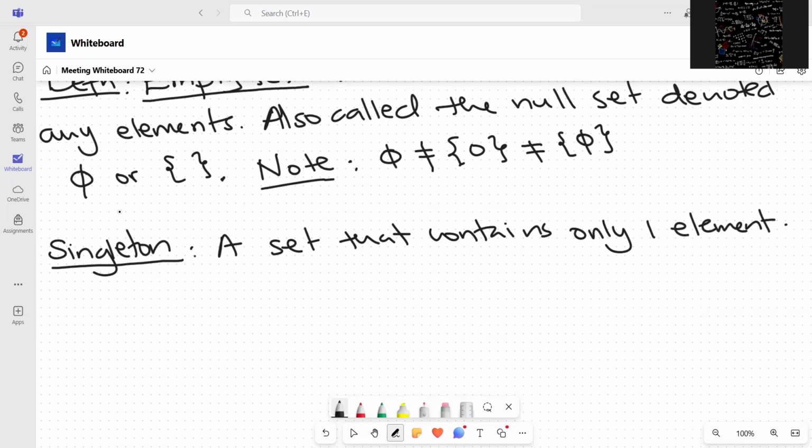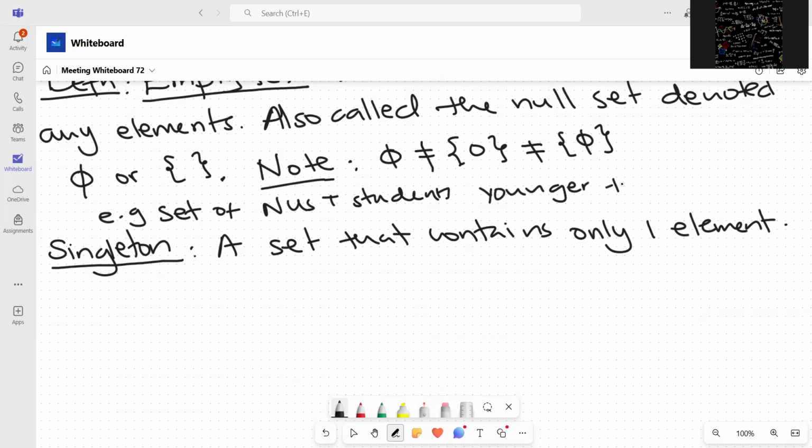Before that, I should also mention another example of an empty set: the set of NUST students younger than 5. This set is empty because there are no NUST students younger than 5 years old. It is a set because it is well defined. If I give you a student, you will be able to tell me whether they belong in the set or not. You'd ask, are they a NUST student? Are they younger than 5? Then they belong to the set. But because there is no such student, the set is empty. Okay, back to a singleton.